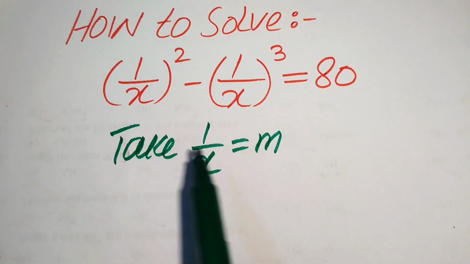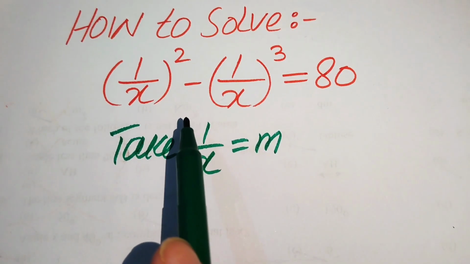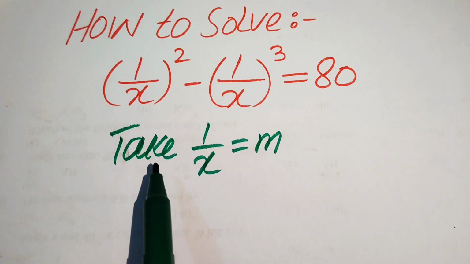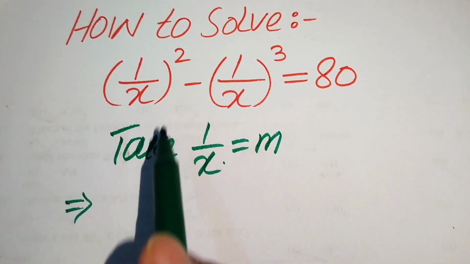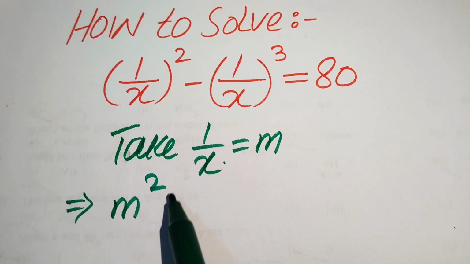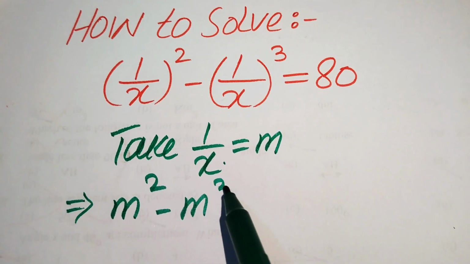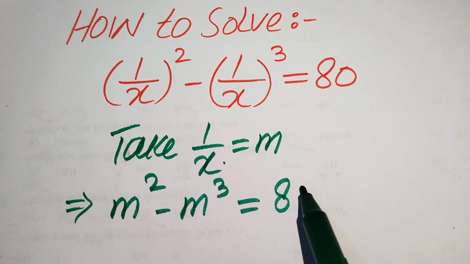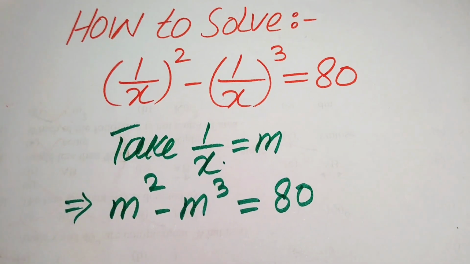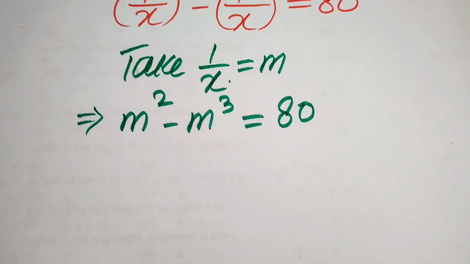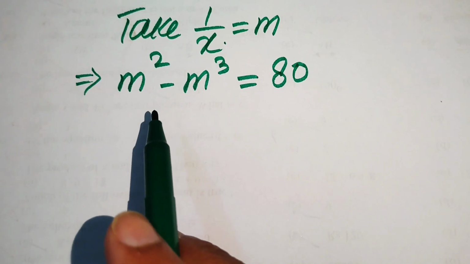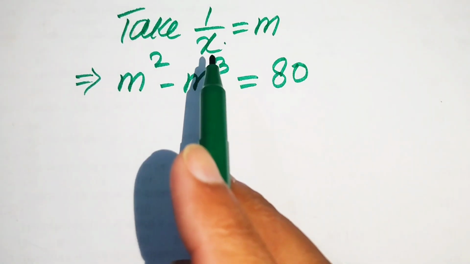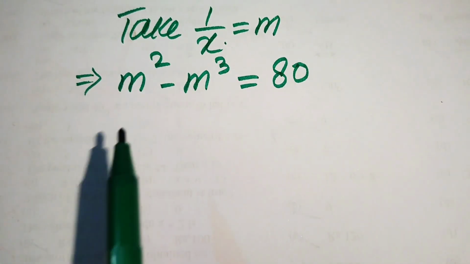When you take 1/x equals m, this equation becomes a simple cubic equation. When you substitute m here, it is written as m² minus m³ equals 80. Now we need to solve this cubic equation first. First we find the value of m, and after that we back substitute this value of m here, and we easily get the value of x.